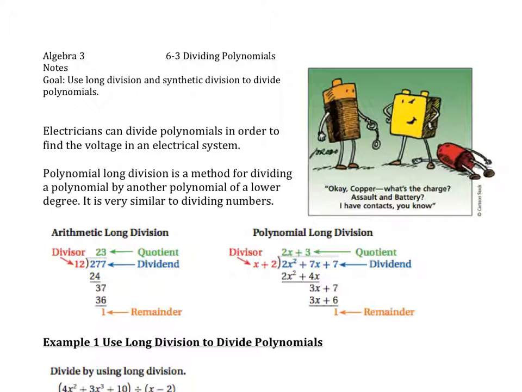Dividing polynomials, we're going to use long division and then synthetic division to divide polynomials. Recall how to do long division. We take the divisor into a dividend, come up with a quotient and a remainder.